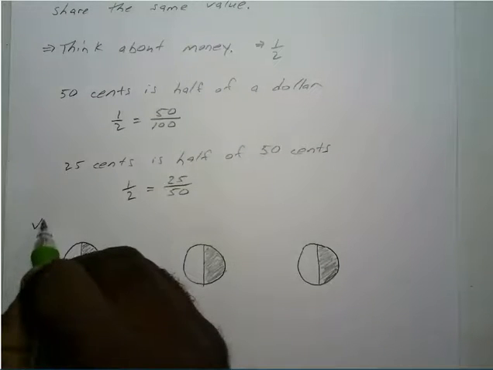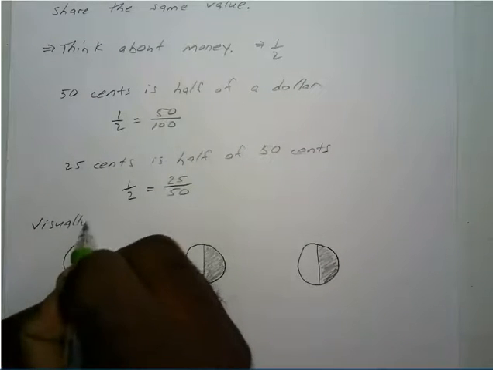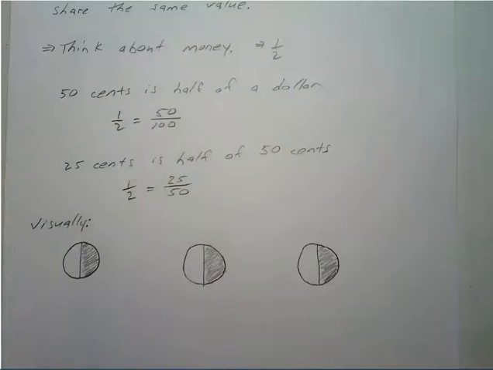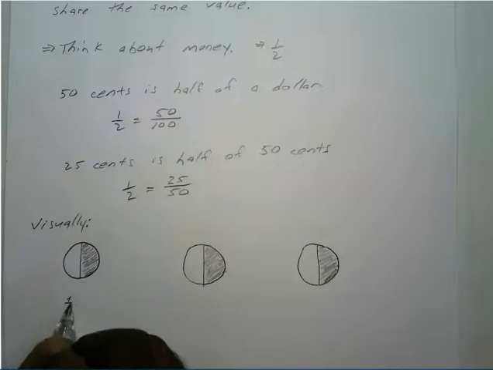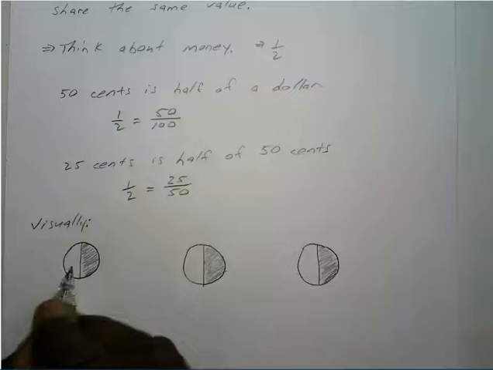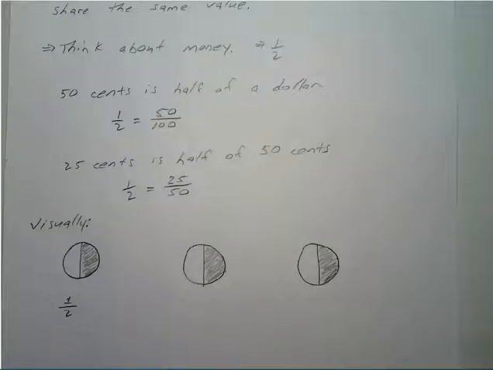So this is the visual explanation. Let's look at the first circle. You have one shaded section over 2 total sections. So it's 1/2. Now let's look at this one.